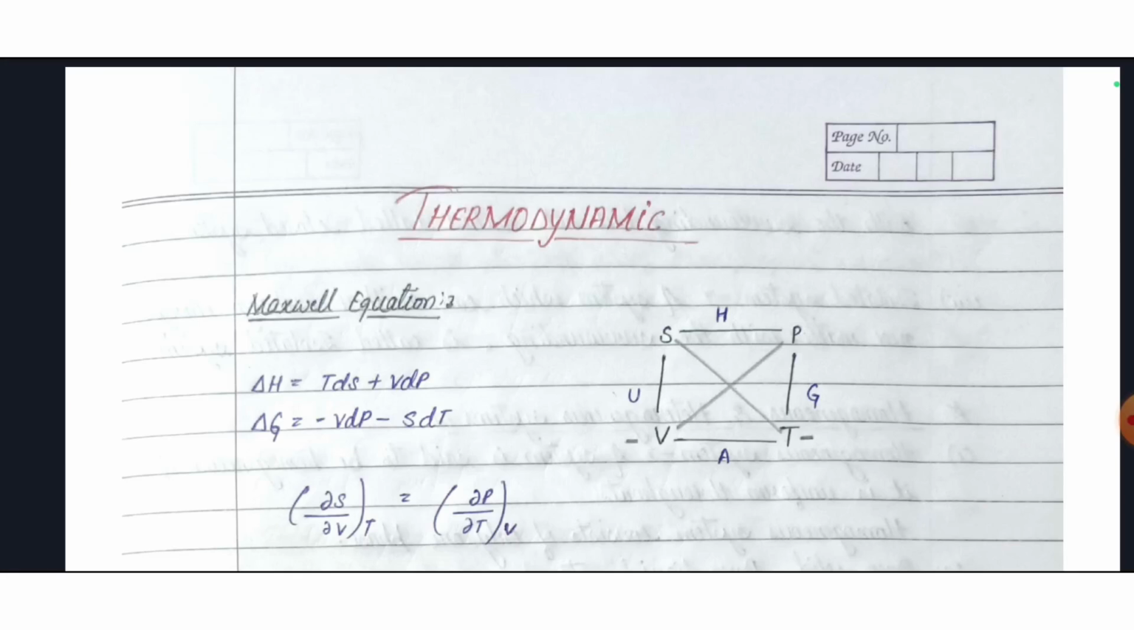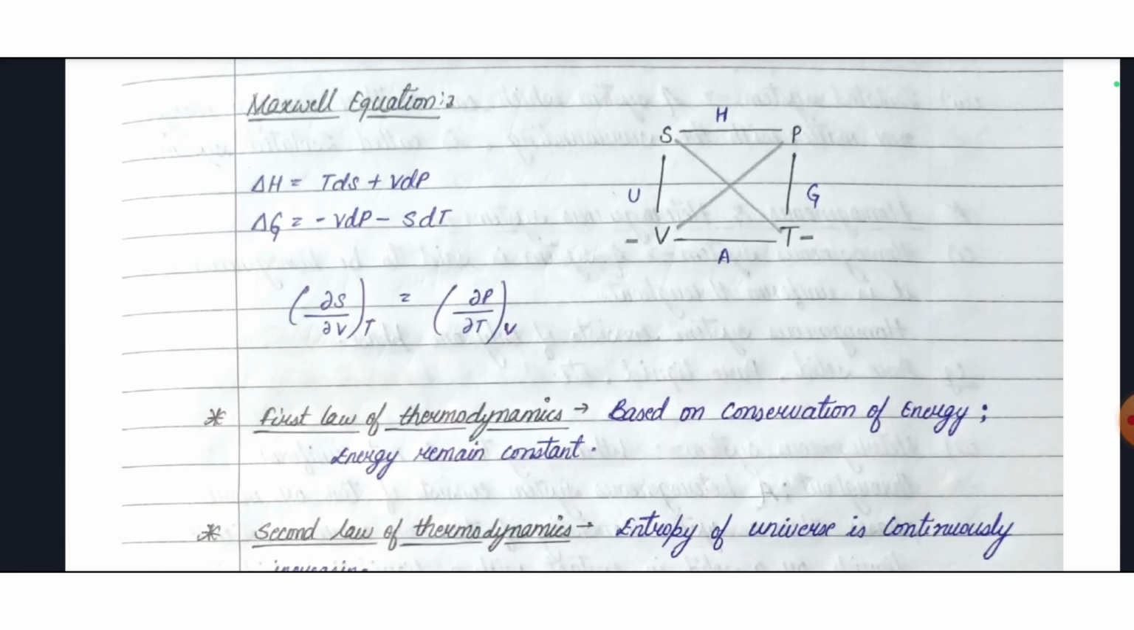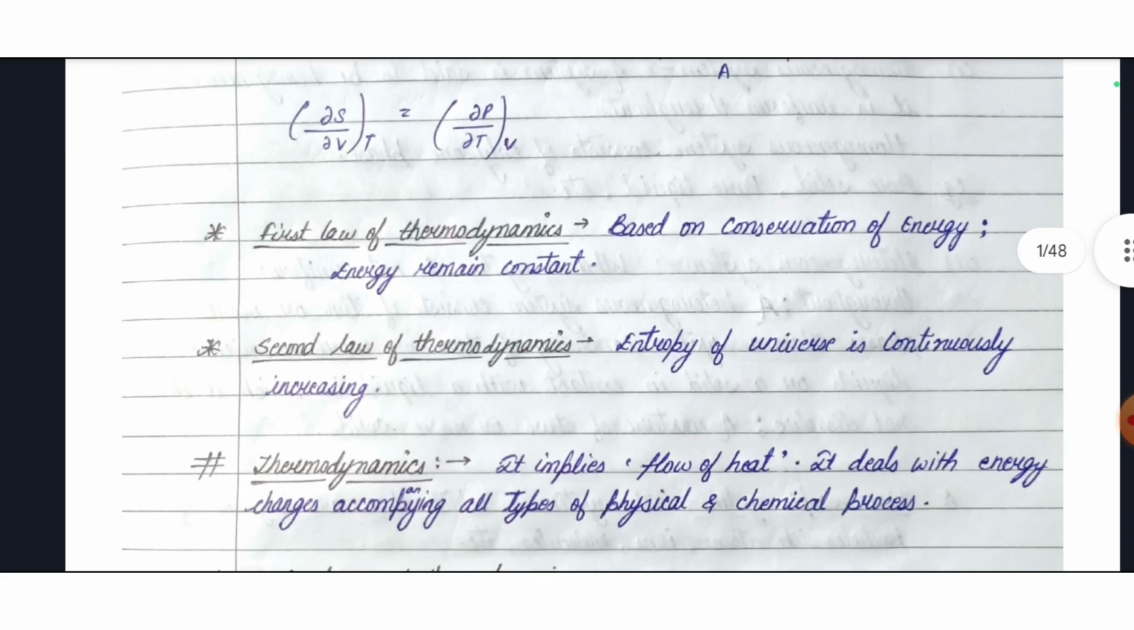Unit: Thermodynamics, Physical Chemistry, Maxwell equation. Delta H is equal to TdS plus VdP. Delta G is equal to minus SdT plus VdP. (∂S/∂V) at constant temperature is equal to (∂P/∂T) at constant volume.